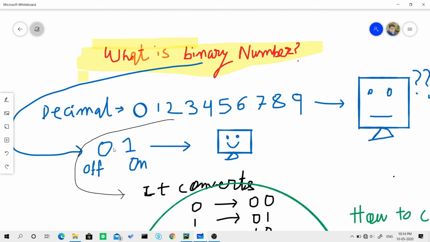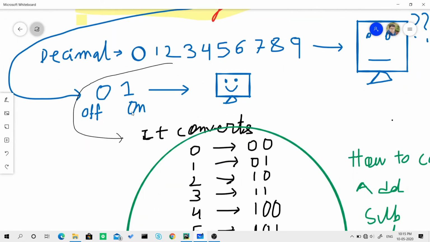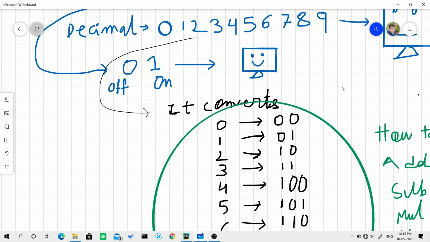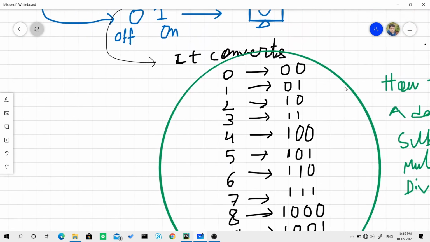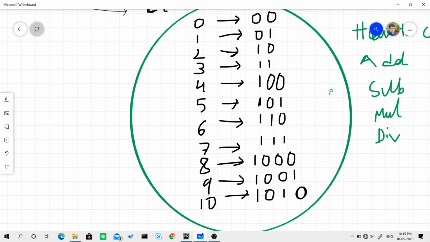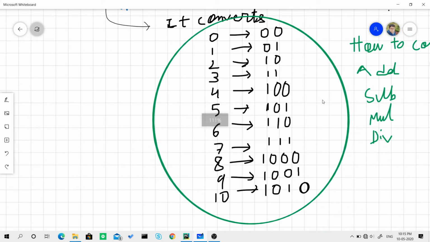A computer understands only 0 and 1. 0 means off and 1 means on. Think of it like an electrical switch, your tube light switch. 0 means off and 1 means on. So the computer understands that. Now what happens when you enter a decimal number? The computer converts the decimal into binary.